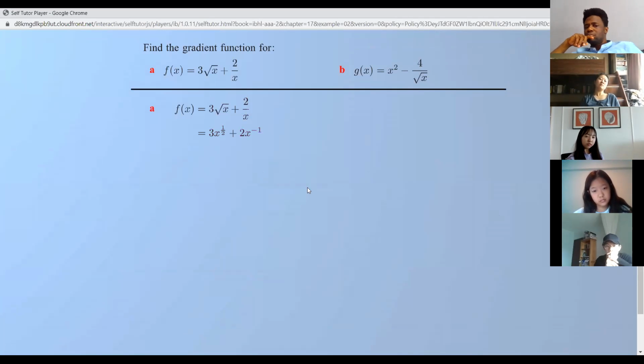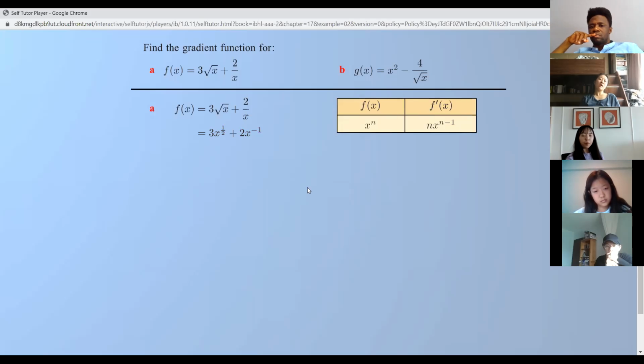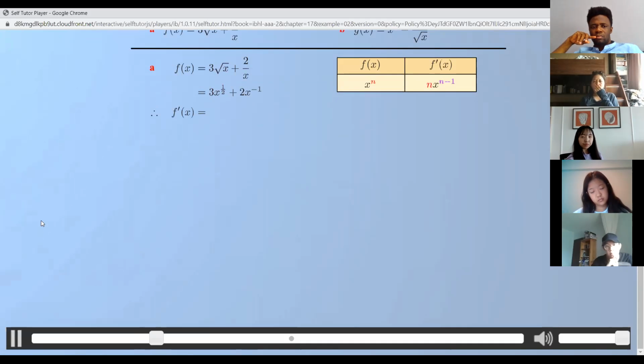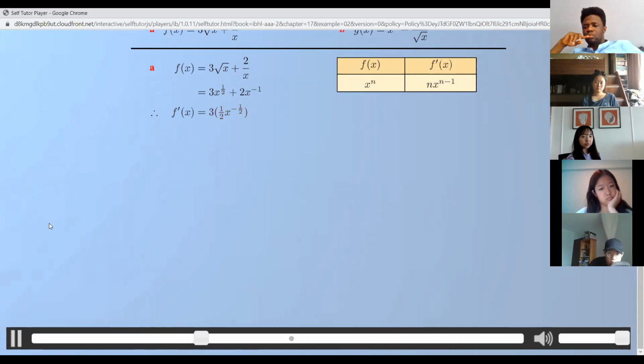To differentiate 3x to a half, we write the 3 in front. Then we have the power 1/2 times x to the minus 1/2. To differentiate 2x to the minus 1, we write the 2 in front. Then we have the power minus 1 times x to the minus 2. We expand the brackets, then remove the negative exponents by writing the terms as fractions.